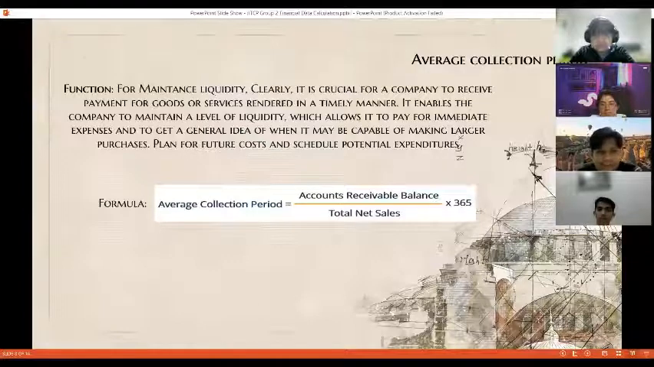The function of average collection period is to maintain liquidity. Clearly, it is crucial for a company to receive payment for goods or services rendered in a timely manner. It enables the company to maintain a level of liquidity, which allows it to pay for immediate expenses and to get a general idea of when it may be capable of making leisure purchases, plan for future costs, and schedule potential expenditure. The formula is account receivable balance divided by total net sales multiplied by 365.